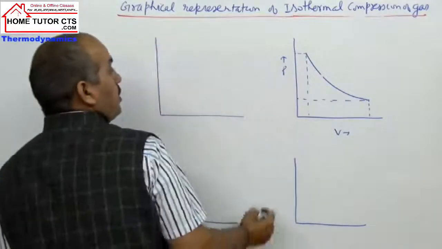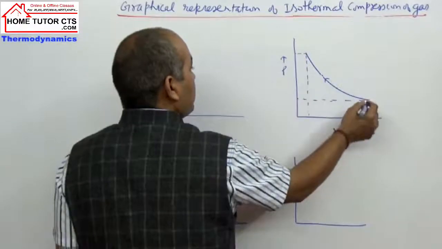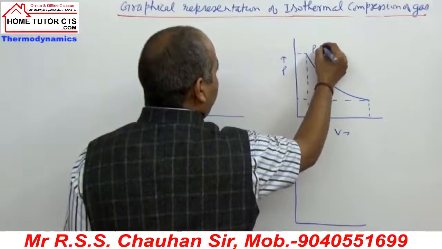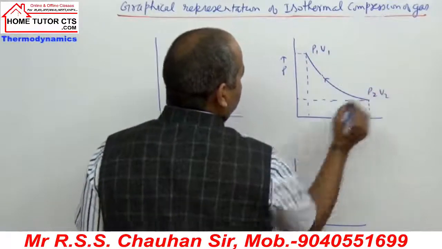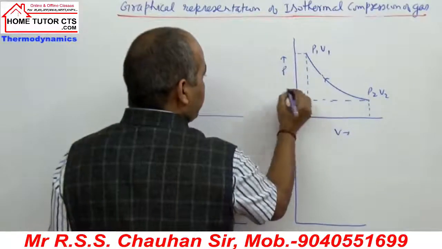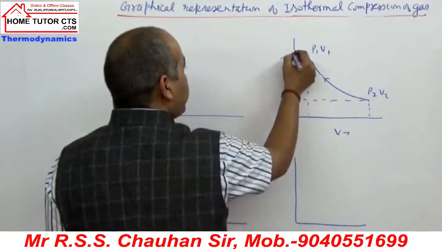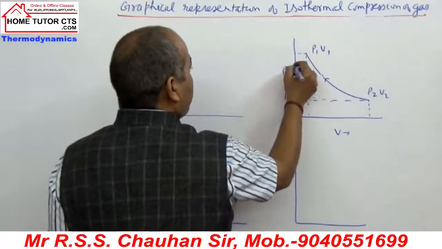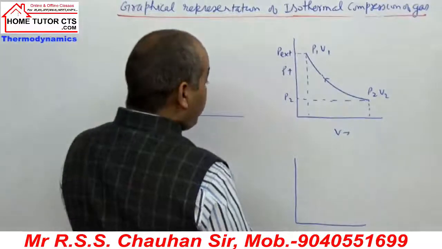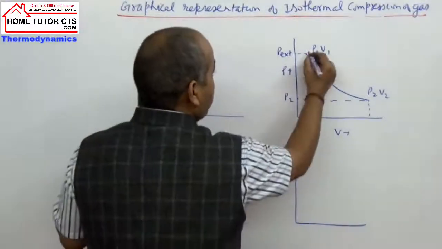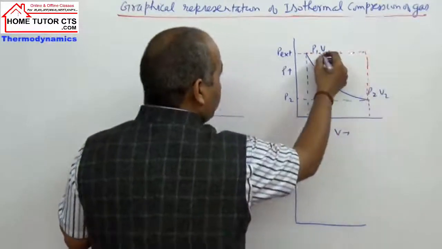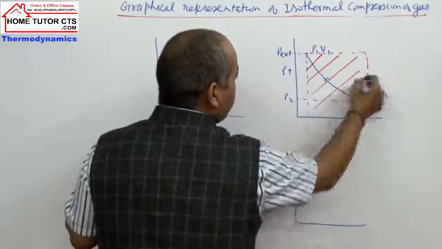In this case what happened? In compression the volume of the gas decreases. Suppose I write P1 V1, and it is P2 V2. Now in this case the initial pressure can be taken as P2, and it is taken as P external. So how much will be the area under the graph for compression of the gas? This much becomes the shaded portion in the graph.